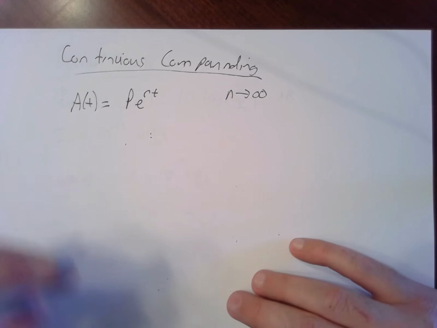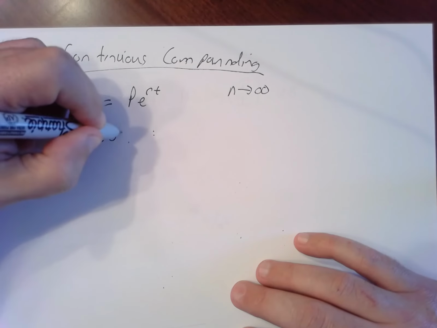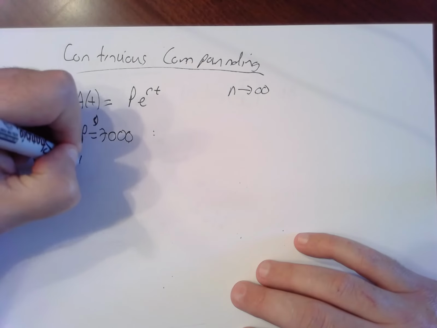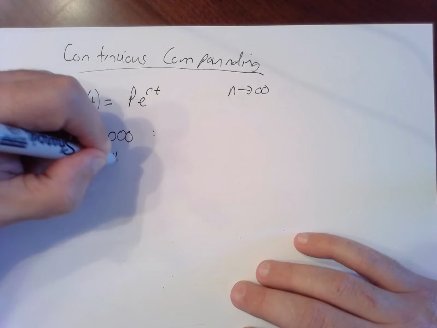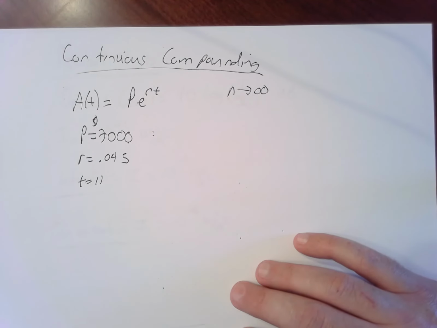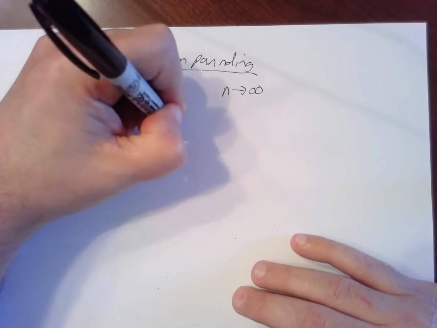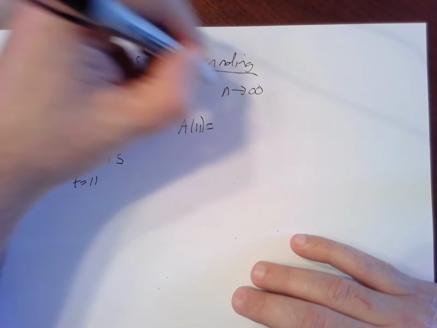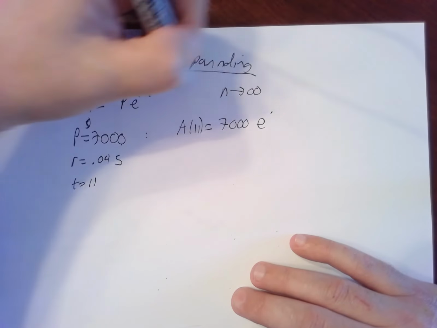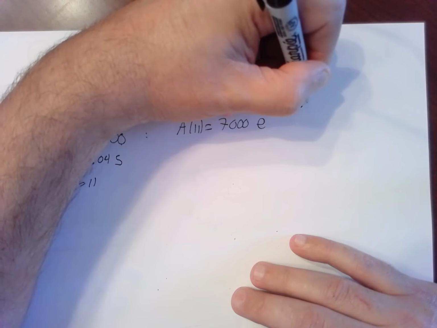So let's say we have Dave again. Same example as before. We have $7,000 to invest at 4.5%, so 0.045. And let's say our time is still 11 years. I don't have an n here because n is infinity. So I would plug in: the amount I would have after 11 years is 7,000 times e raised to the rt, 0.045 times 11.